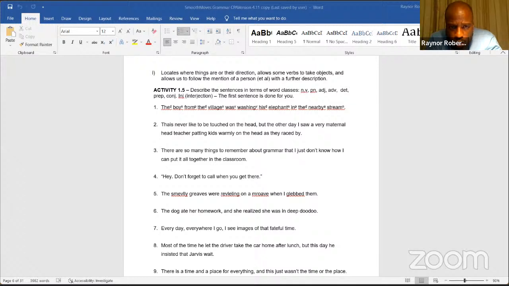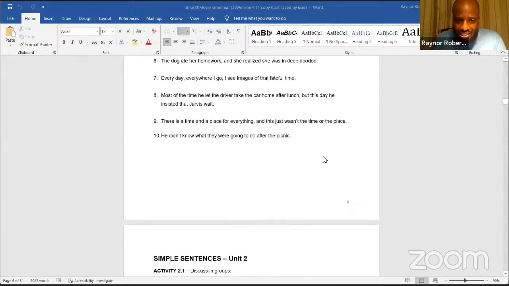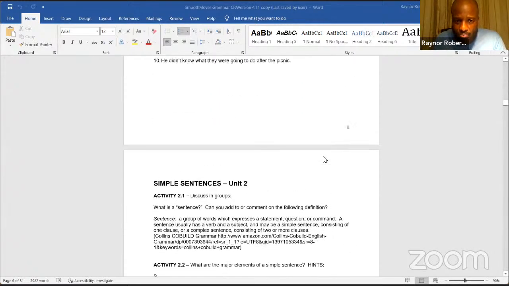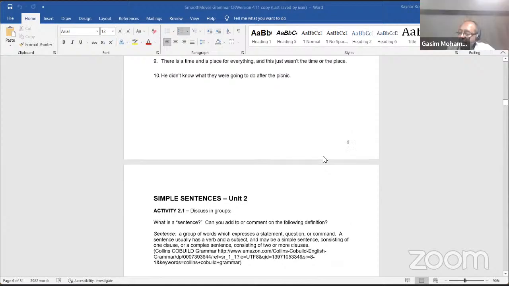You can look over the rest of them if you want to go over them tomorrow. If you get stumped, we can go over them. All right, that's our time. Make sure you do your journal for today, and look over unit 2, which is simple sentences.